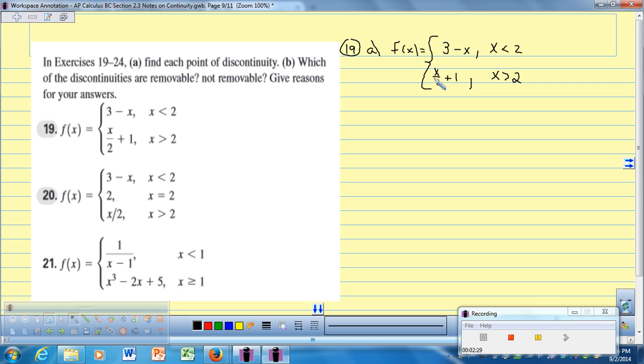All right, so if we are interested in continuity, our first branch up here, 3 minus x, is a continuous function. X over 2 plus 1 is a continuous function. So really the only possible place we could have a discontinuity is at x equals 2, where the branches differ. So let's take a look at the 3 things that need to be true for us to be continuous at a point. First off, the limit must exist.